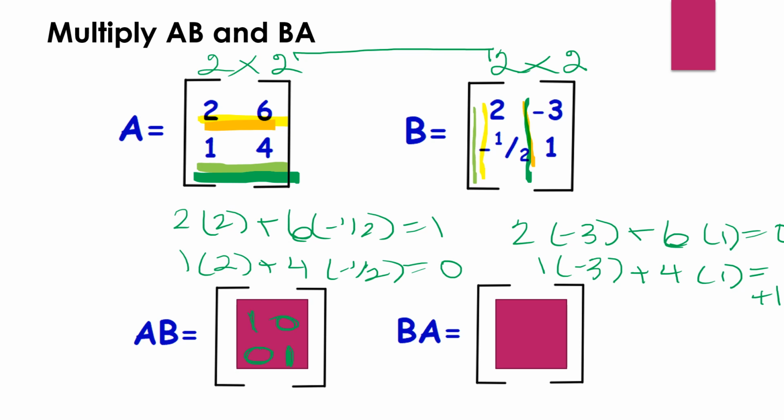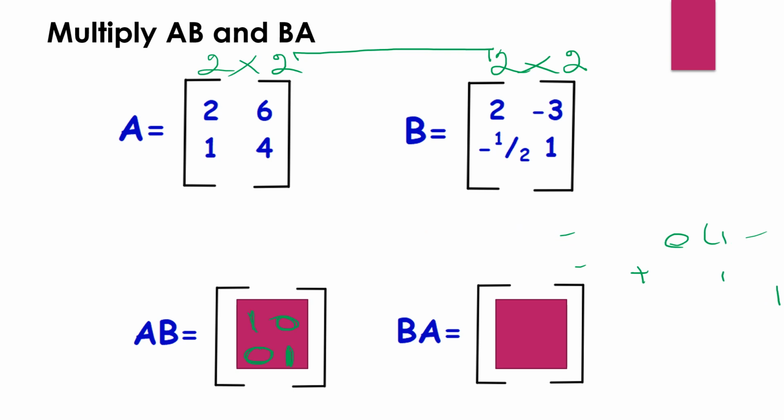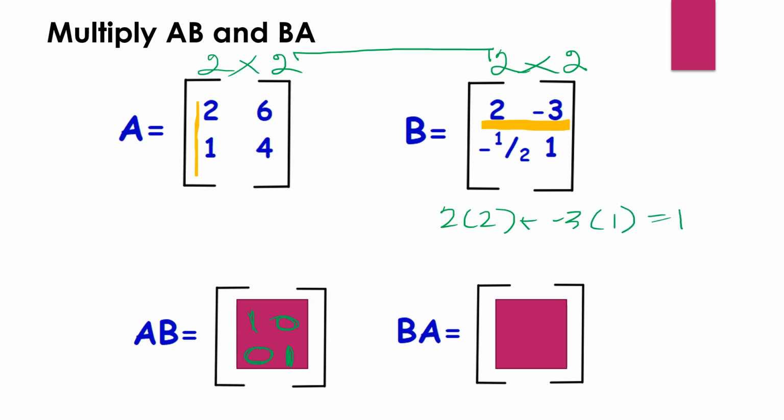We did AB, and now we're going to multiply the other way and do BA, we should see that we get a similar answer to what we started with on this example. All right, so I'm going to do row 1 by column 1 for B times A. So that is 2 times 2 plus negative 3 times 1. So that would be 4 minus 3, which is 1.